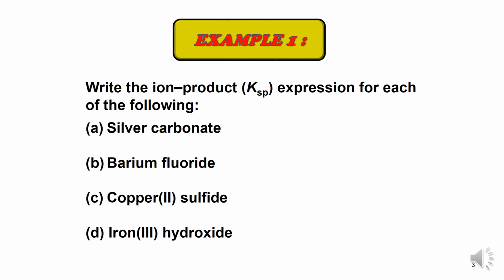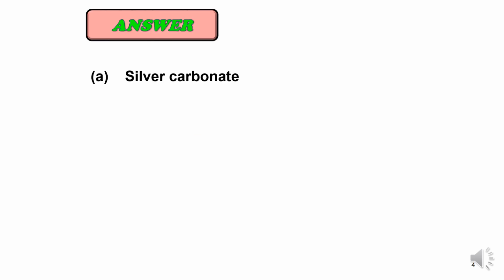For further explanation, we look at example 1. Write the ion product Ksp expression for each of the following. Question: A. Silver carbonate. B. Barium fluoride. C. Copper(II) sulfide. D. Iron(III) hydroxide. Now we will discuss together. For question A, silver carbonate.